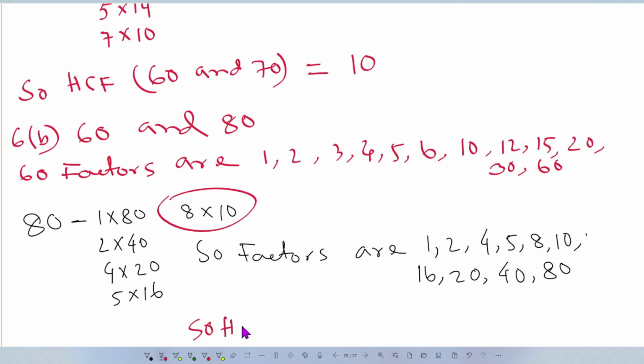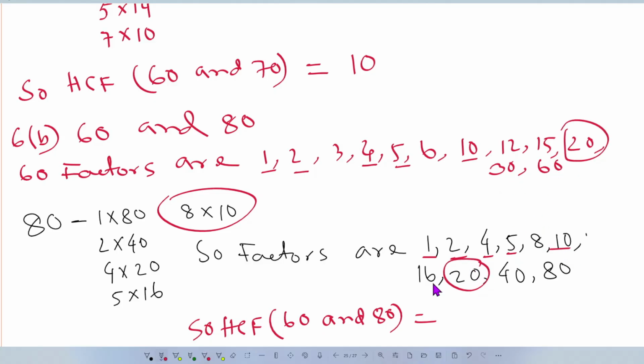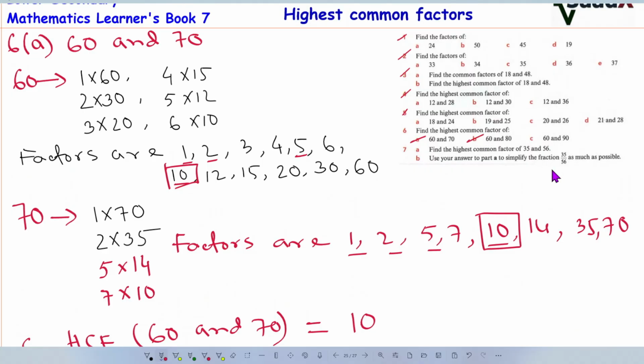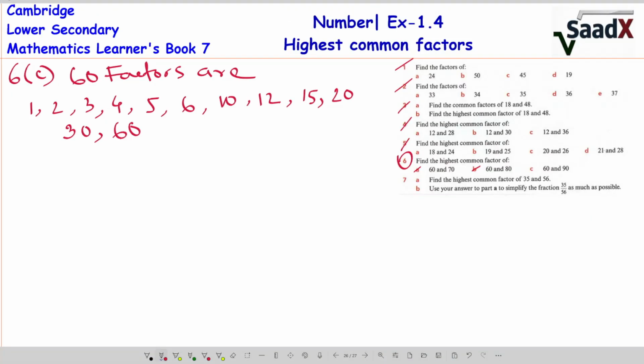So HCF of 60 and 80 equals to, which one is the highest? Look, first common thing is 1, 2, 4, 5, 10, then 20. Here is also 20. 20 is the highest factor. Done. 6B done. Now 6C.